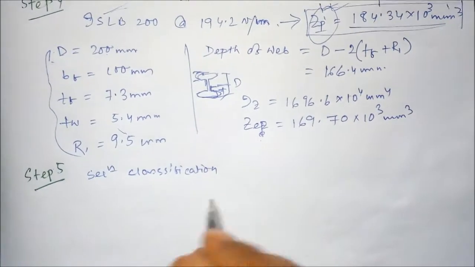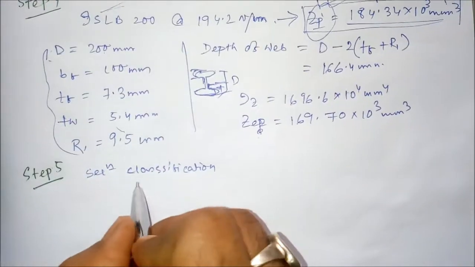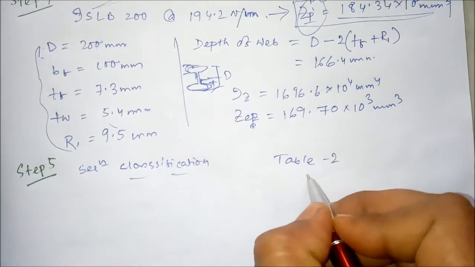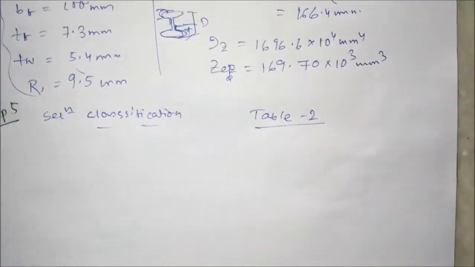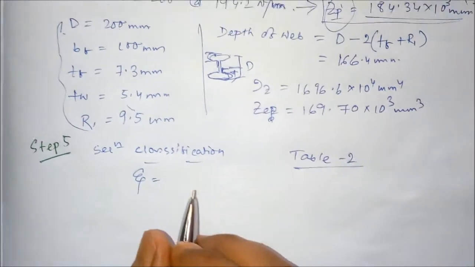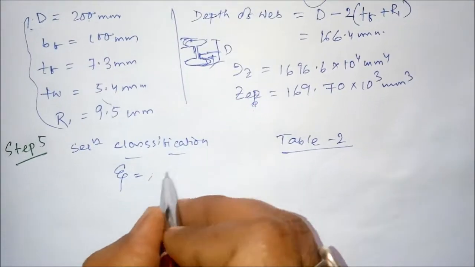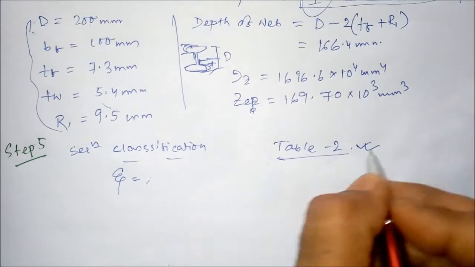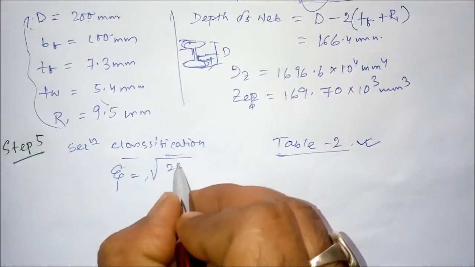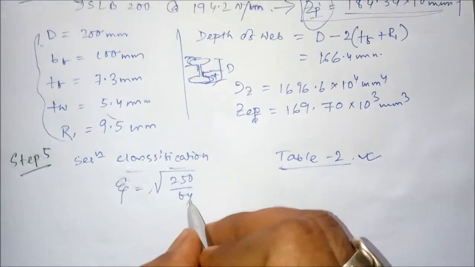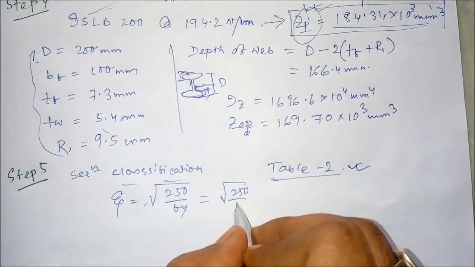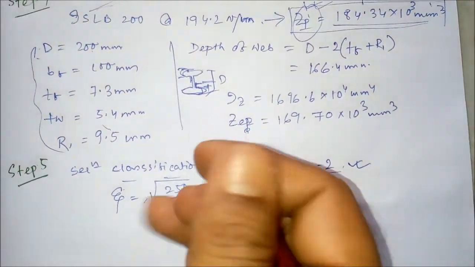How to do that? You will get this classification in Table number 2 in your IS 800 code. How to classify that? First of all, let us find out the epsilon value. Below this table you can see the epsilon value is equal to root over 250 divided by Fy. In this case the Fy value is 250, so this will be 250 by 250, so you will get 1. So epsilon value is 1.